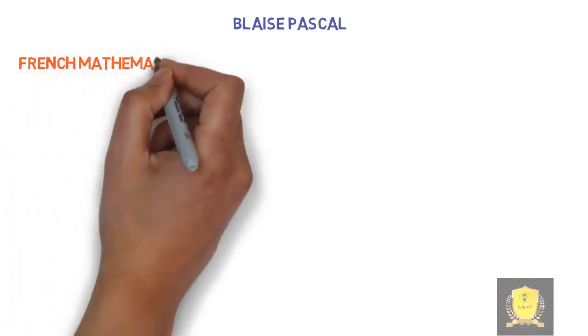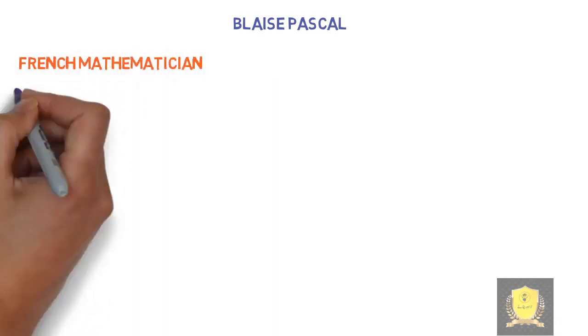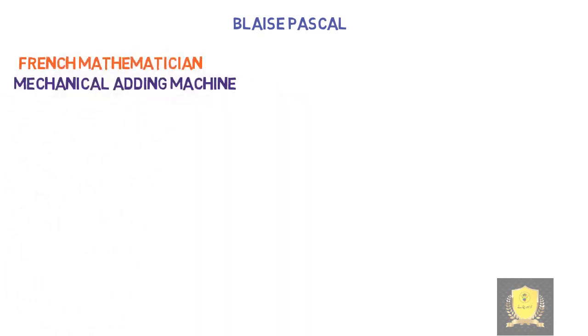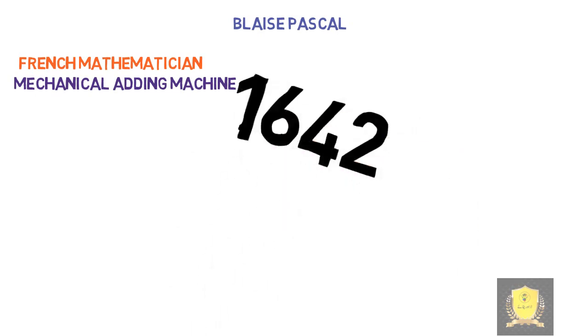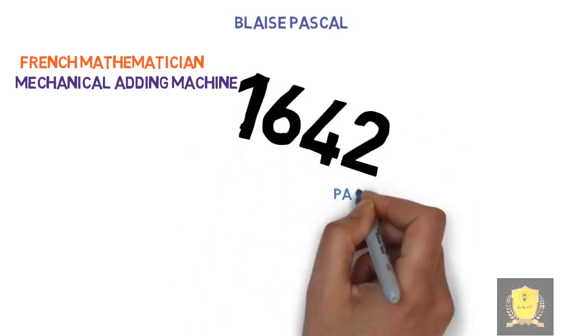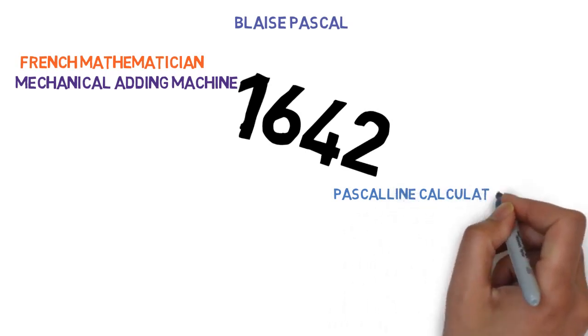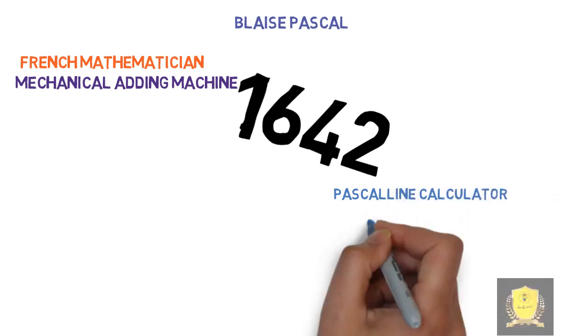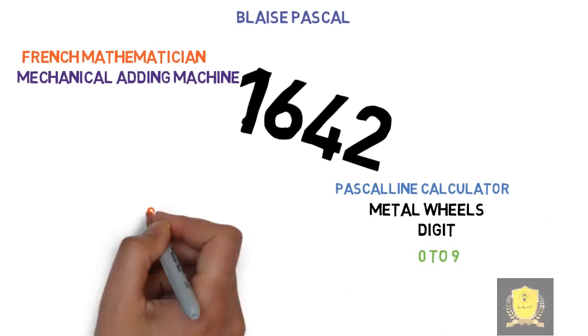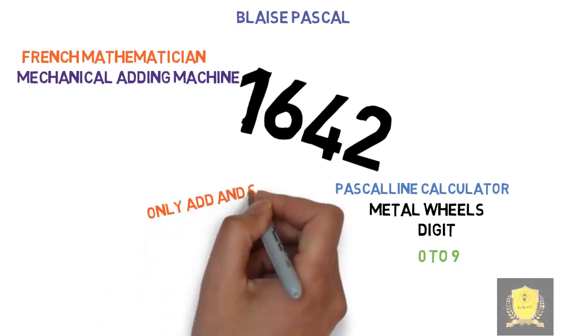Blaise Pascal. Blaise Pascal was a French mathematician. He invented a mechanical adding machine in 1642 known as Pascaline calculator. The machine contained different metal wheels. Each wheel displayed digits from 0 to 9. It could only add and subtract numbers.